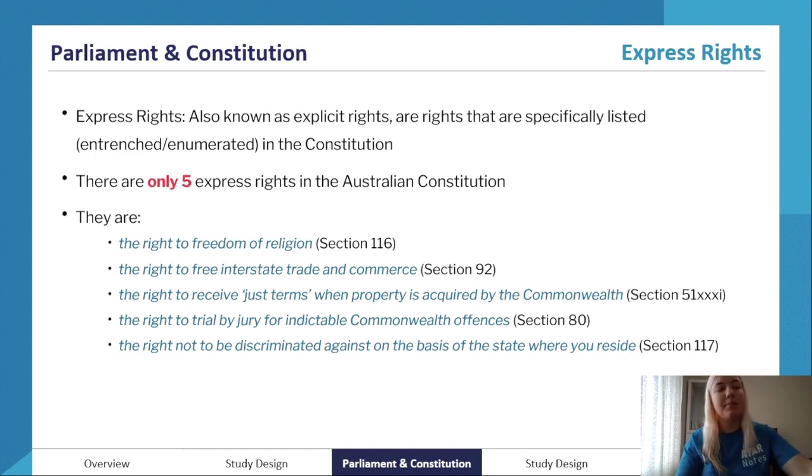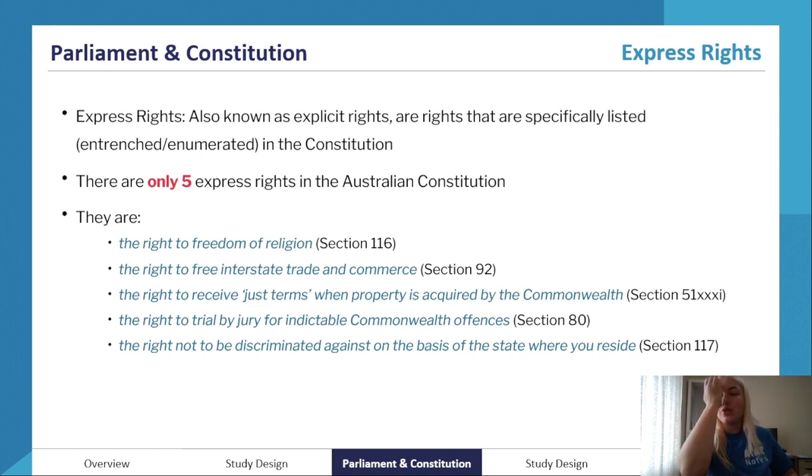So the next concept that we need to know coming under this is express rights. That's also another constitutional protection against Parliament's potential abuses of power. So express rights are also known as explicit rights. They're all the rights for people of Australia that are specifically listed, or better terms that you could use are entrenched or enumerated in the Constitution.